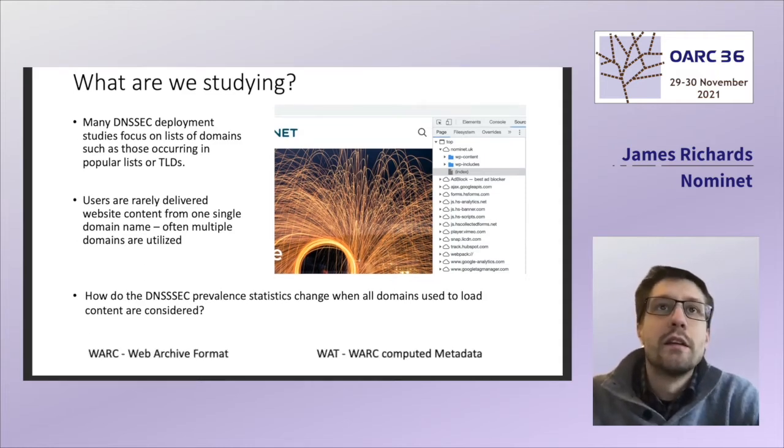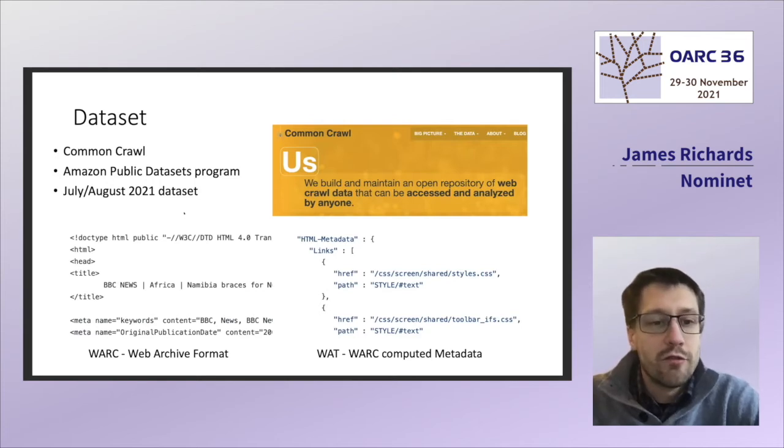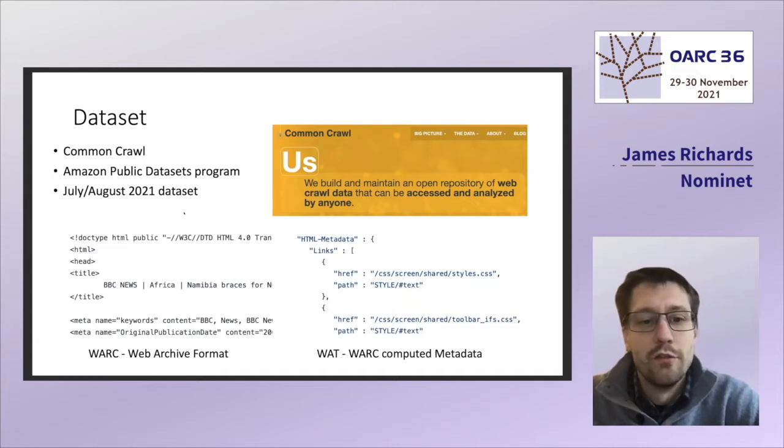So separately, I came across the Common Crawl dataset a while back, and I've been meaning to make use of it in an interesting fashion. It's a free to access dataset hosted in S3, and it's got data going back quite a long time, many years. I did my study in October, November of this year using the July-August Common Crawl data. And it comes in a few different formats.